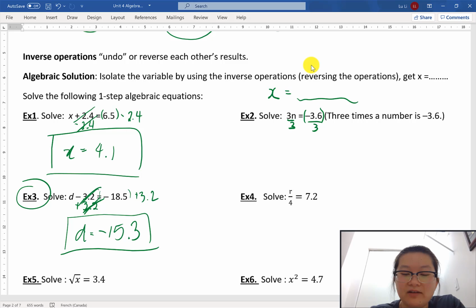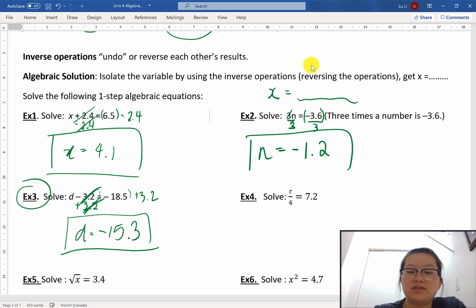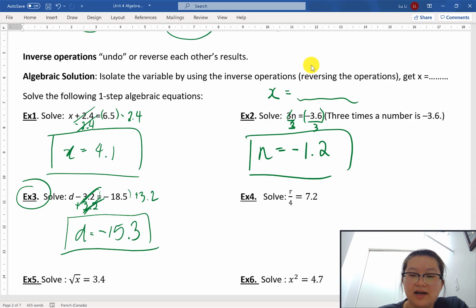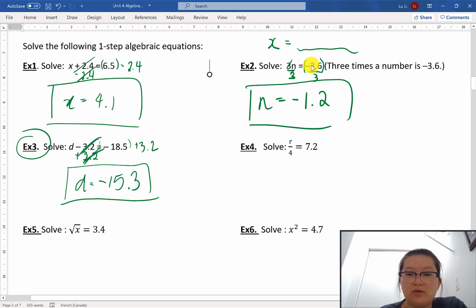So here 3 divided by 3 just gives us 1. This goes away. We get n is equal to negative 3.6 divided by 3. That's going to be equal to negative 1.2. Okay, so that's a one step solution. Example 4. Good time for you to try and pause the video. Okay, I will do example 4 with us.